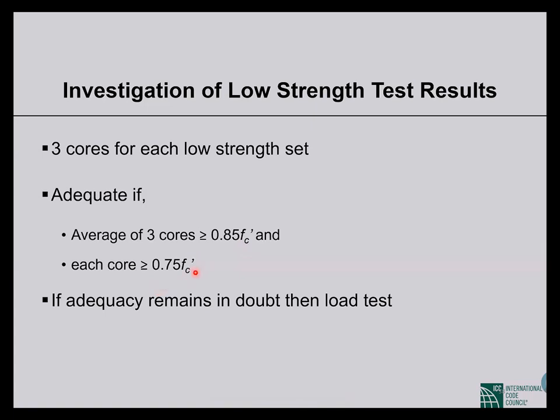That is, each core should not be required to reach fc prime. If one core is more than 75% of fc prime, then that is okay. If the average of three cores is more than 85% of fc prime, then that is okay. So that is the standard mentioned in the BNBC, and that is directly from ACI.